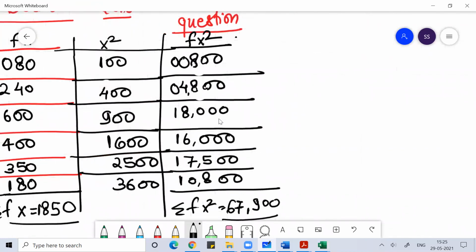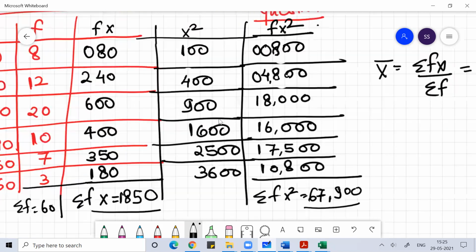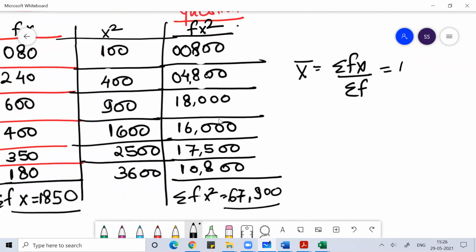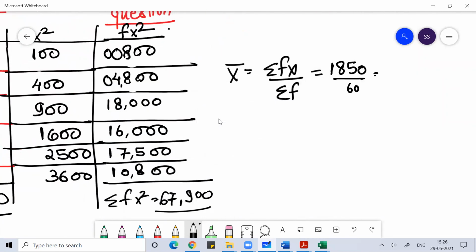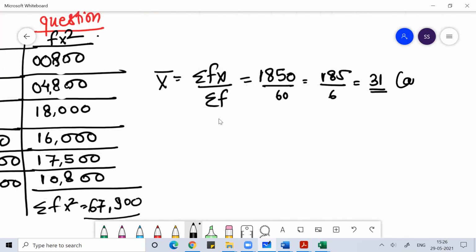Once I'm done with this, for the mean, what I need is sum of fx by sum of f. That is the mean. Sum of fx is 1850. Divide by sum of f, that is 60. If you solve this, this is 185 by 6. So approximately you get 31 as the mean. So your approximate value of the mean is 31.